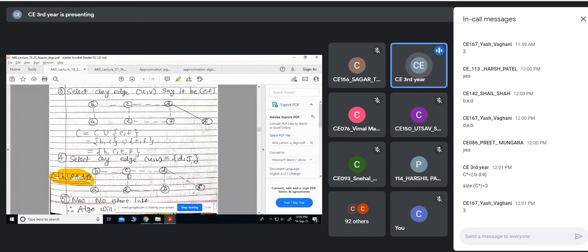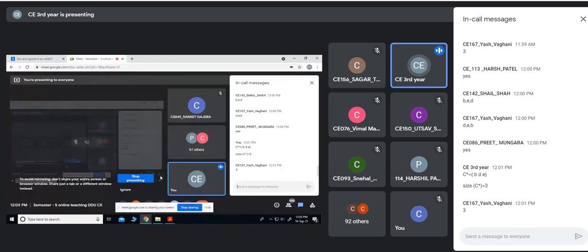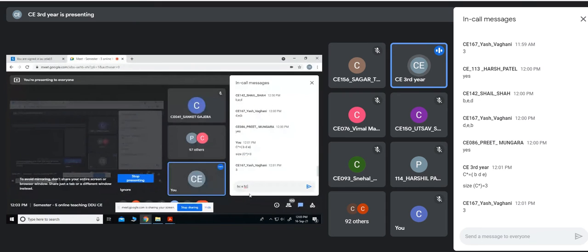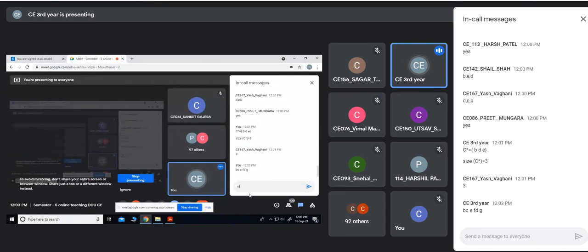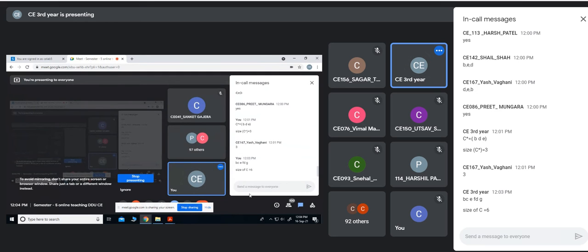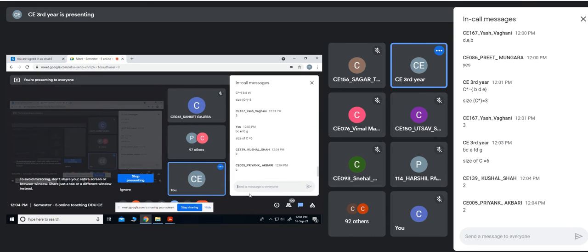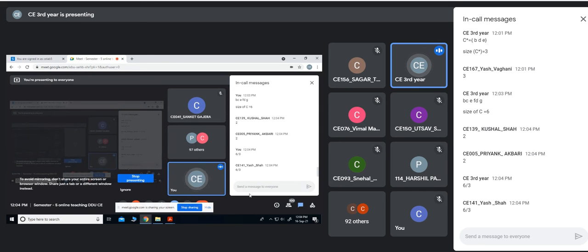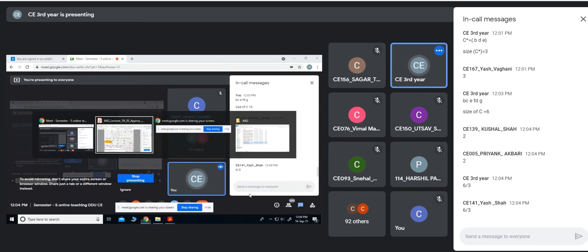So if you go like this, there are 6 vertices: B, C, E, F, D, G. So this gave me 6, so the size of C will be 6. So what is the approximation ratio, just for this example? The approximation ratio is 2, very correct. How? 6 by 3, right? 3 was the optimal answer, 6 was the approximate answer, so 6 by 3 is 2, right?